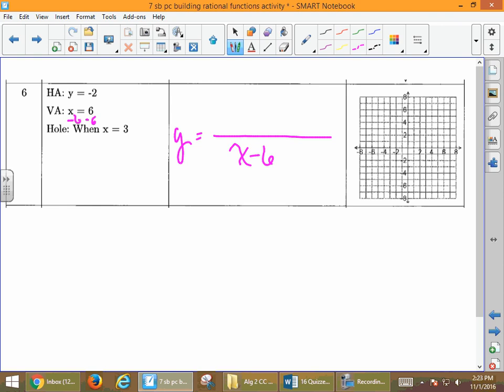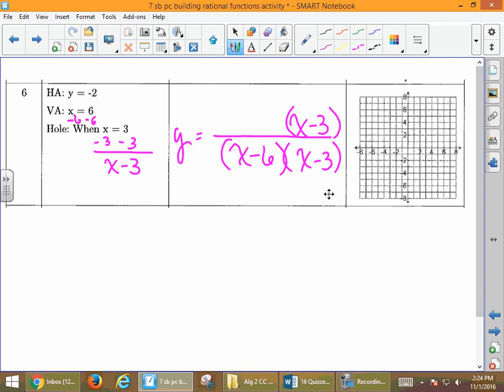I always start with the vertical. Well, the next part is that there is a hole in this when x equals 3. So if you think back to removable discontinuity here, what happens is we have removable discontinuity and therefore a hole in our graph when something cancels out. So if I subtracted the 3 from both sides, then we get x minus 3. And then if we have an x minus 3 in the denominator, then we need to have an x minus 3 in the numerator. We need to have it so that it cancels out.